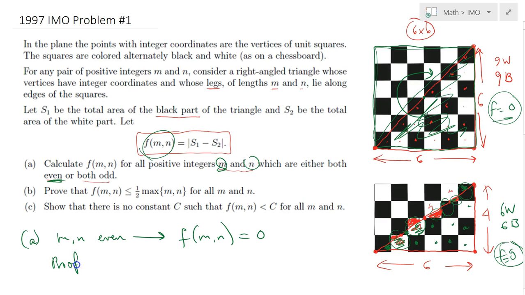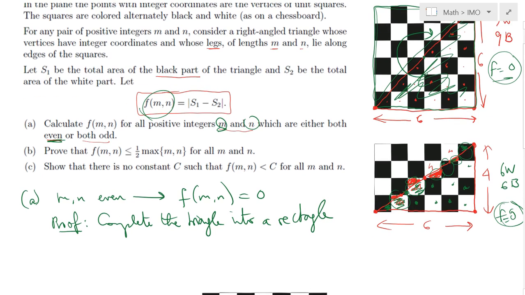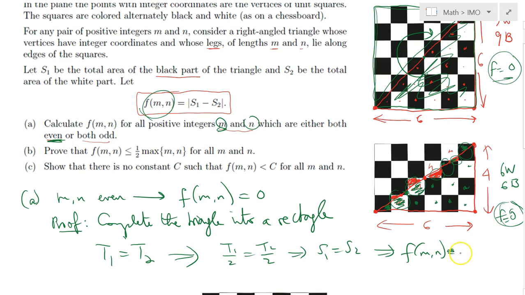And proof: we can say, probably, complete the triangle into a rectangle, and thanks to the dimensions of the rectangle being even by even, there exists an equal number of black and white squares. Let's call the area of the black and white squares in the whole rectangle T1 and T2. Then we can say that T1 is equal to T2 inside that rectangle, implying that T1 over 2, which is just S1, is equal to T2 over 2, which implies that S1 is equal to S2, further implying f of m, n, which is equal to the difference between S1 and S2, is simply equal to 0, proving the first. Oh, not yet, not yet.